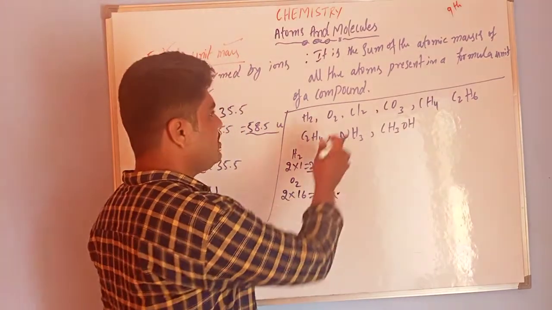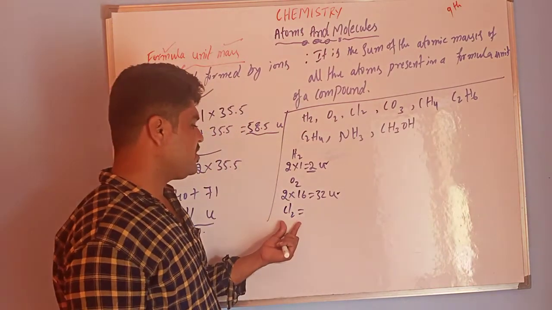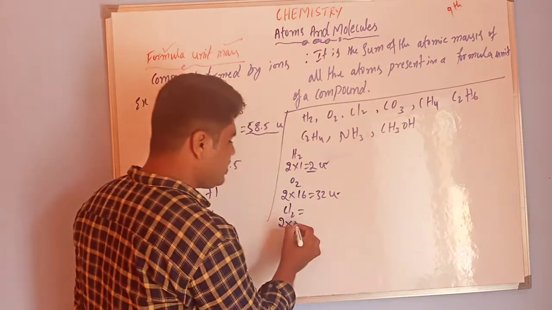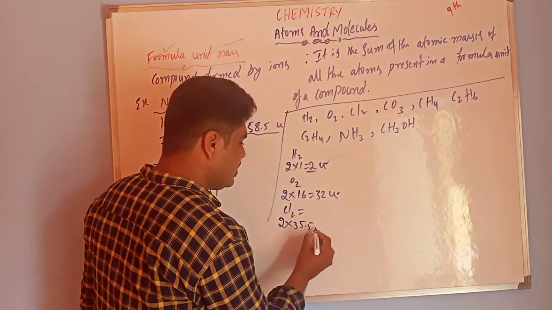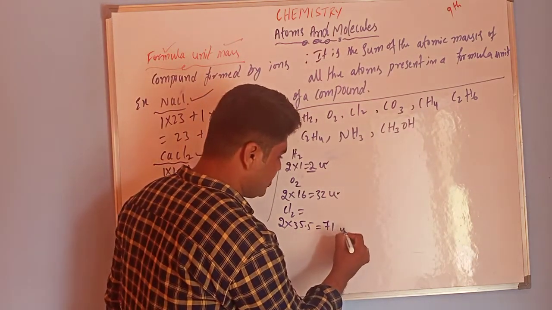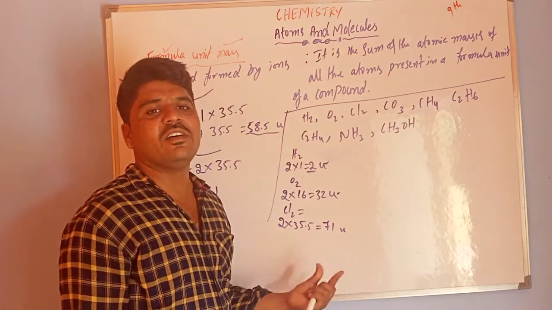Okay. So next is Cl2, chlorine. How many chlorine atoms are present? 2 chlorine atoms are present. The atomic mass of chlorine is 35.5, so the total value is 71 u. This is the molecular mass of chlorine.